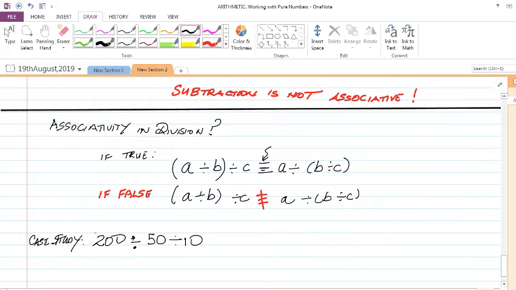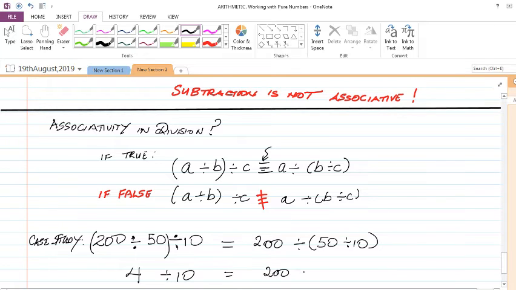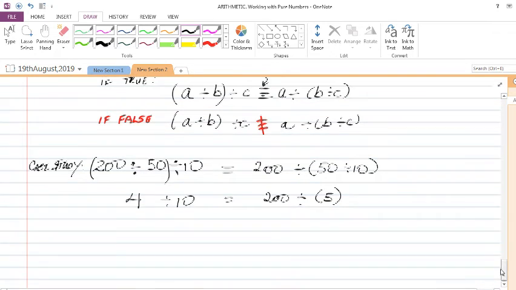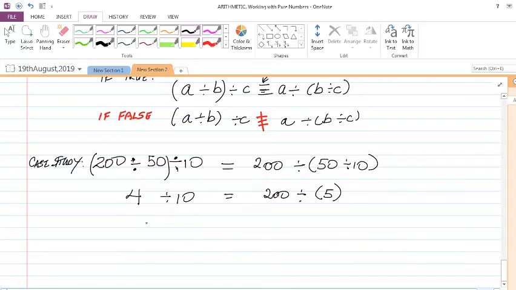Let's put a bracket here. And we want to see whether it will be equal to 200 divided by open brackets 50 divided by 10. In this case, 200 divided by 50 will be 4, so this will become 4 divided by 10. But on the other side, I'll have 200 divided by 50 divided by 10, which is 5. So 4 divided by 10 is 0.4, and 200 divided by 5, the answer here is 40.